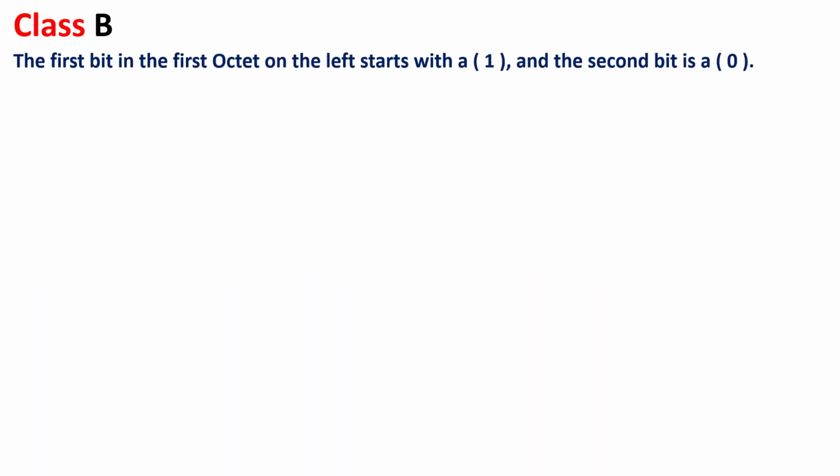Now Class B. The first bit in the first octet on the left starts with a 1, and the second bit is a 0. The first octet in binary starts with 10, a 1 and then a 0, or you can tell that the second bit on the left of the octet for Class B is a 0.